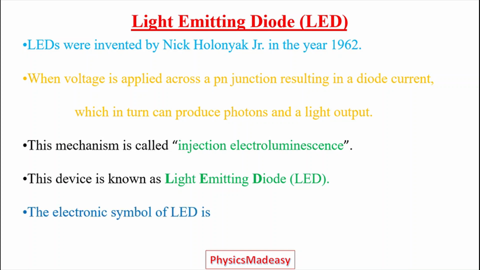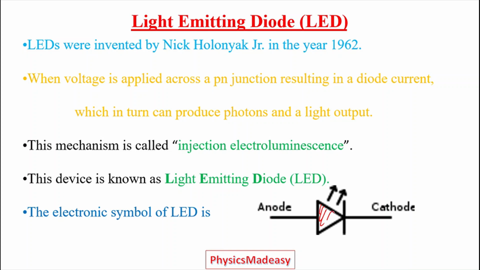The electronic symbol of LED is this one. If you observe carefully, this one is a normal diode and these arrows represent emission of light. So a diode which is emitting light is what we call an LED.